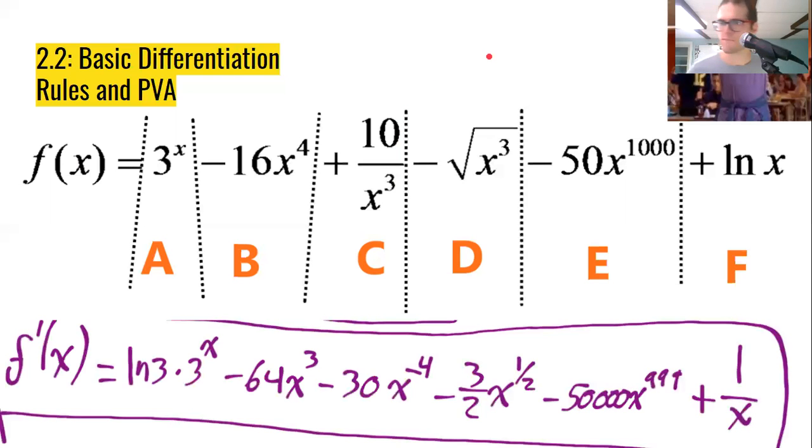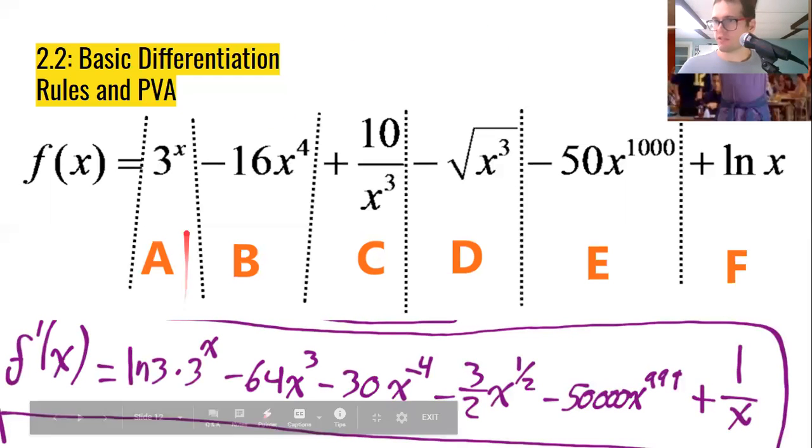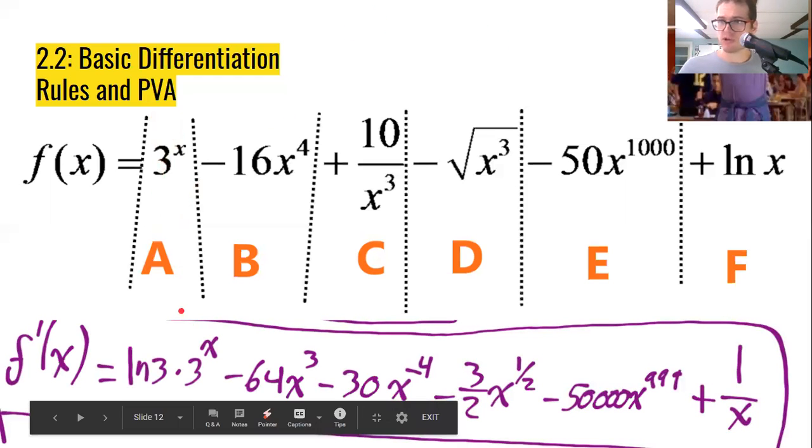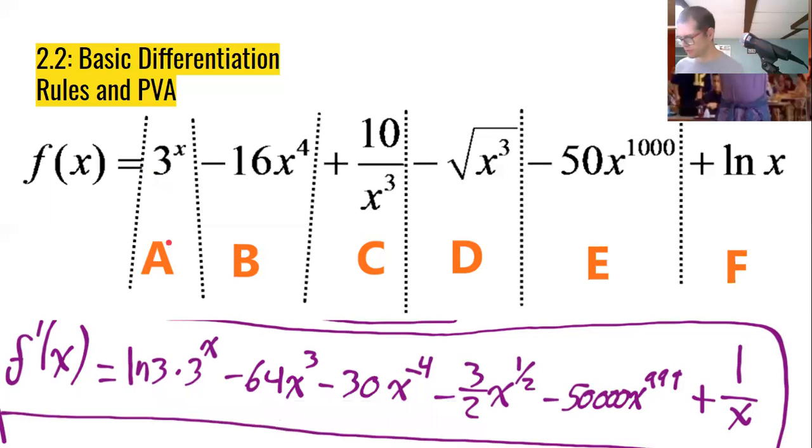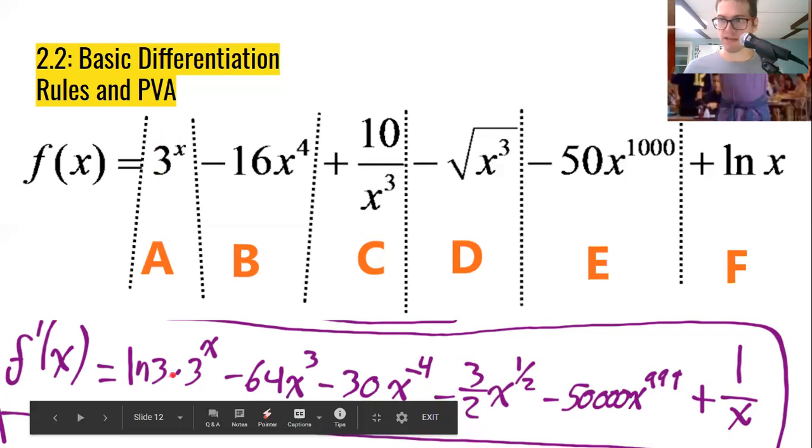Okay, let's look. So here's what you should have got as you were working on those. Let me point out each of these. So A, that's your a to the x. It's the one where some integer is raised to the power of x, where x is the variable. So there's a rule for that. The derivative of this is the natural log of whatever the base is times this. So I get natural log of 3 times 3 to the x.